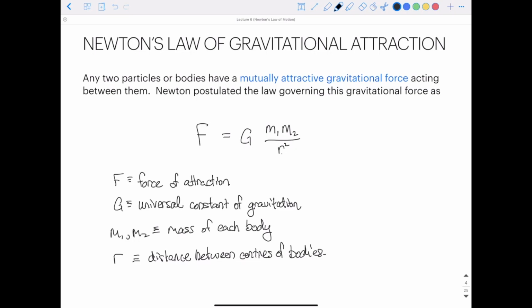So if we rearrange this equation so that one of the objects is a particle that we're doing an analysis on, and the other mass is the Earth, and the radius is the distance from the center of the Earth to the surface of the Earth, then the force is just called the weight of the body. And that force would be equal to m times g, the acceleration due to gravity.